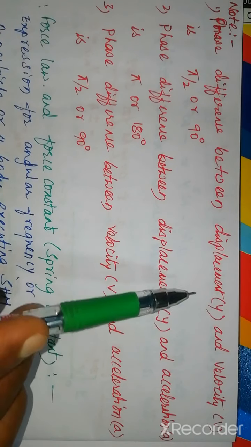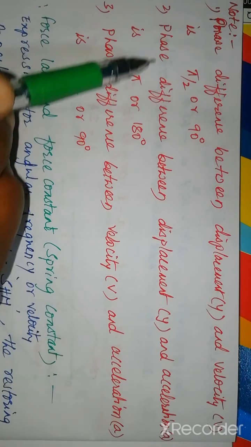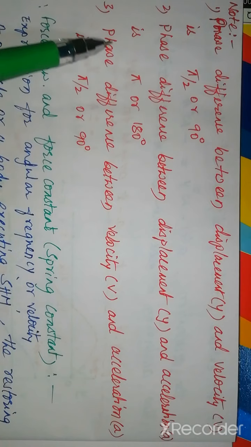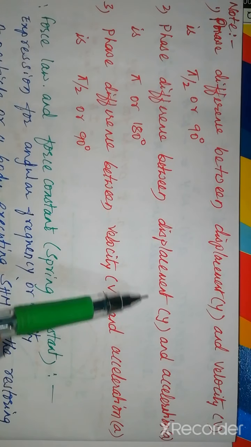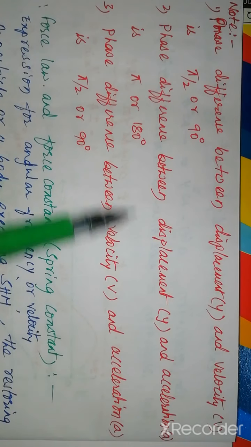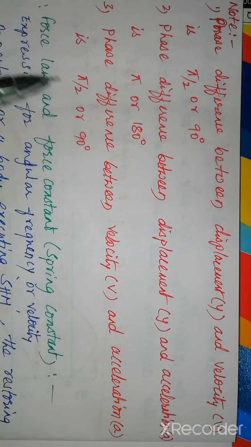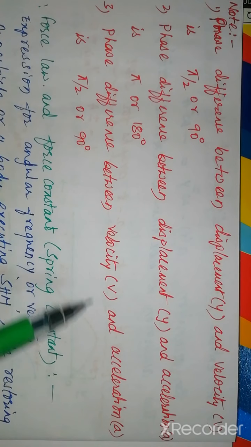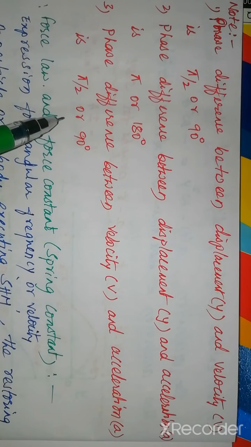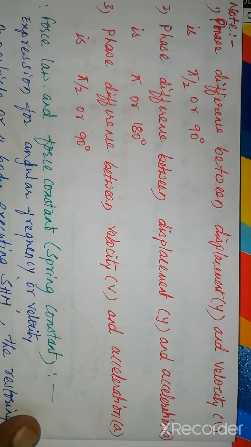The phase difference between displacement y and velocity v is pi by 2 or 90 degrees. The phase difference between displacement y and acceleration is pi or 180 degrees. The phase difference between velocity and acceleration is pi by 2 or 90 degrees.